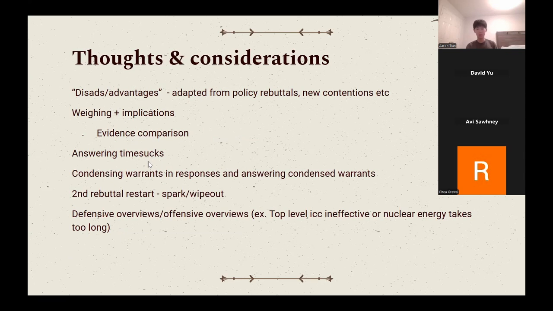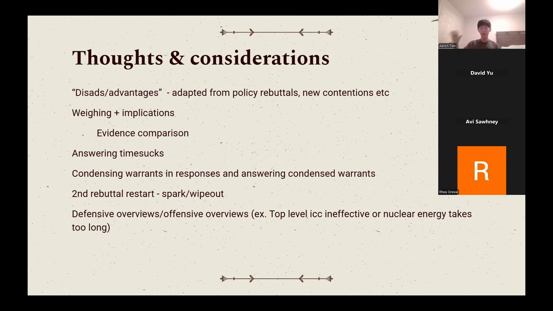The next set of things, the first is disads or advantages. These are adopted from policy rebuttals where in that sense you're introducing new arguments as a response to the arguments that were already being made by either the alpha or the neg, right? In essence, these are just new contentions that are being read in rebuttal. And that's why for a long time the alpha was reading disads, which obviously is a neg tagline argument. But these are just new contentions, new arguments that you could read in case, but now you're choosing to read in rebuttal.